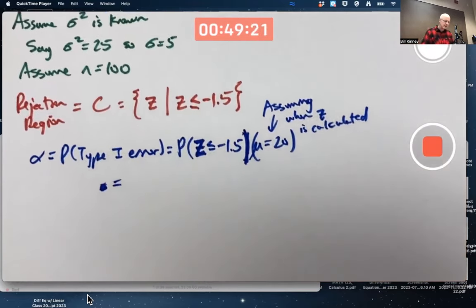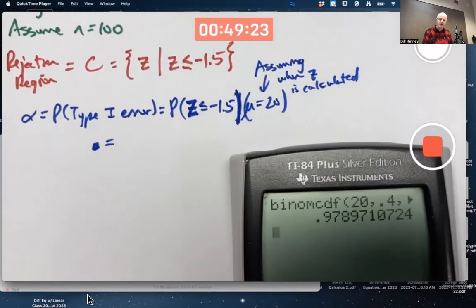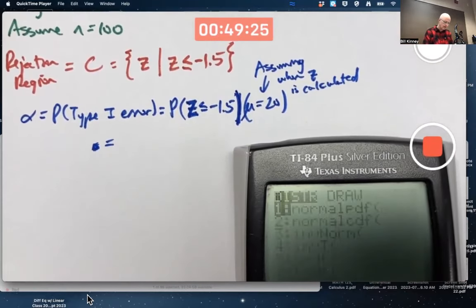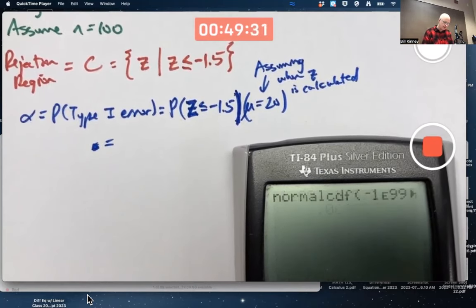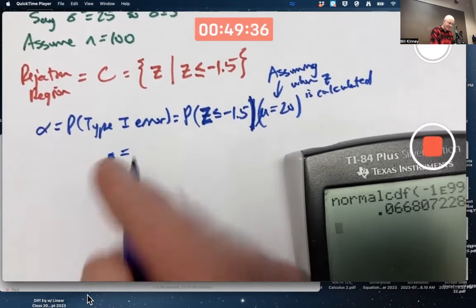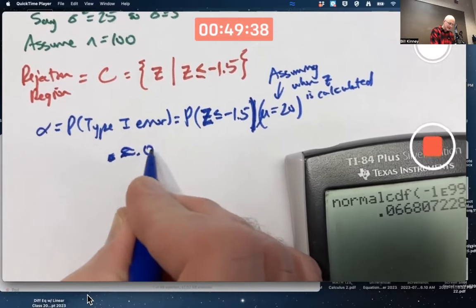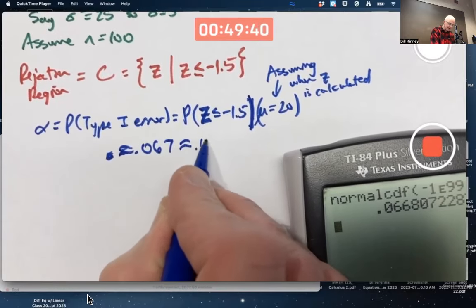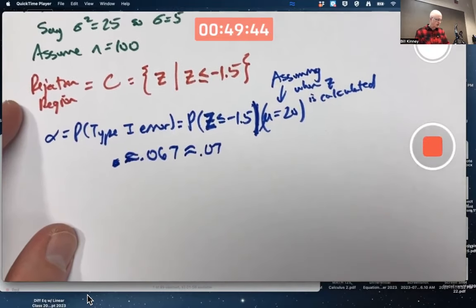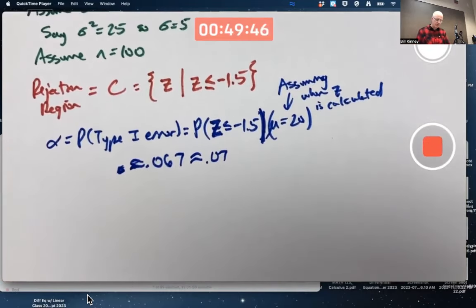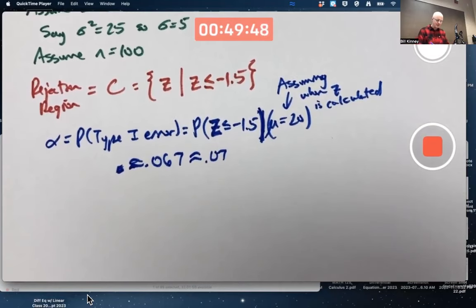What is this probability? Use a normal CDF, with upper bound -1.5. About 0.067, close to 6% again. Actually, let's round that to 0.07. So if I use this critical region, this is my rejection or critical region, that'll be my probability of a type 1 error. But how do you actually compute Z in a given situation?